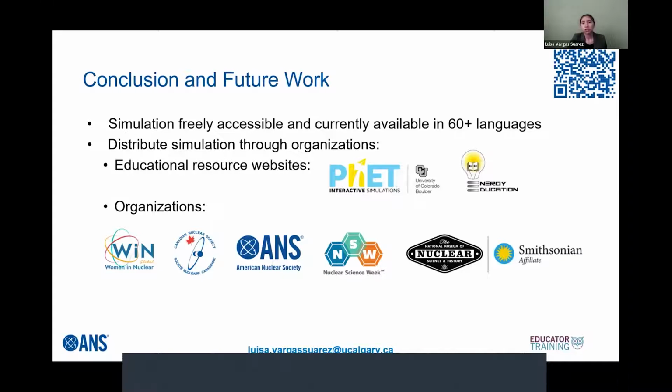We're also planning to distribute this simulation through the following organizations: the Women in Nuclear organization, the Canadian Nuclear Society, the ANS, which is what we're currently doing. And this year, it was also a part of Nuclear Science Week back in October. So we are just happy to share this simulation so that everyone around the world can learn about nuclear science and can access the simulation and understand the fundamental basics of the chart of the nuclides.